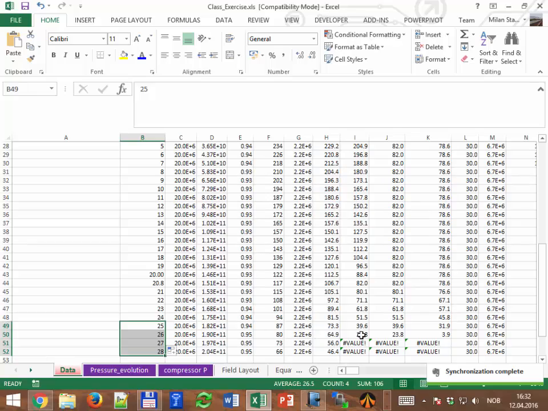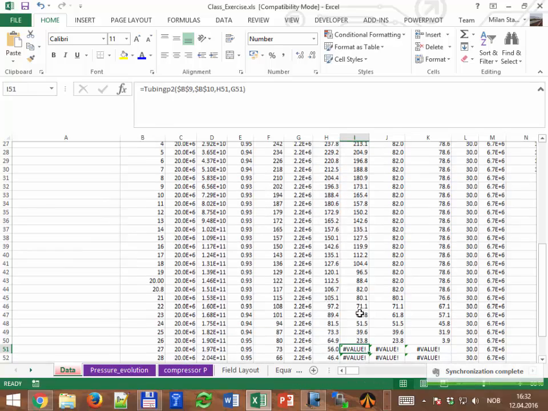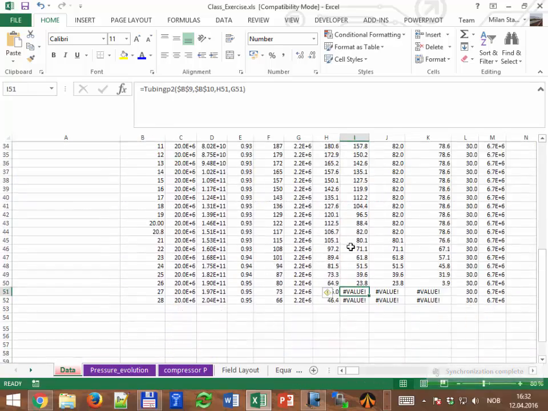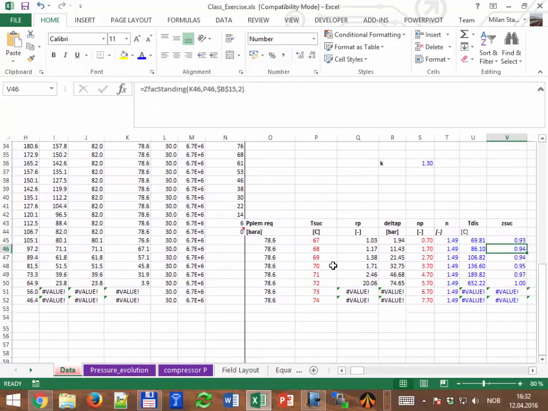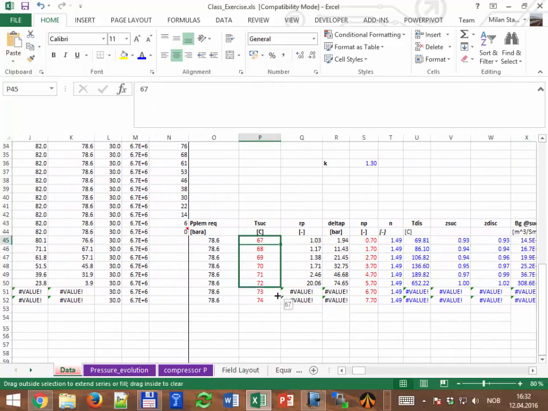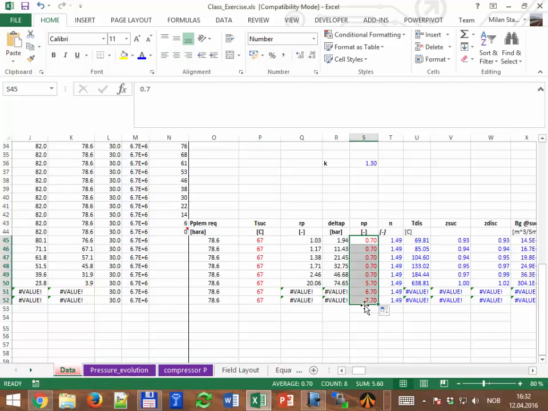What else? Here I have a problem. Value. Yeah, here we will see that later. Let's just focus on the second year, 22 after compression. So the temperature at the suction should not change. Should be also 67. The NP should be, again, we are saying that it doesn't change.